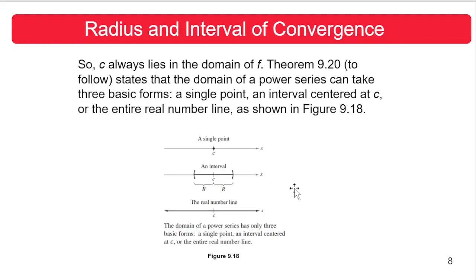So from the previous slides, we can say that C always lies in the domain of the function. And from Theorem 9.20, it states that the domain of a power series can take three basic forms: a single point, an interval centered at C, or the entire real number line, shown in this figure.